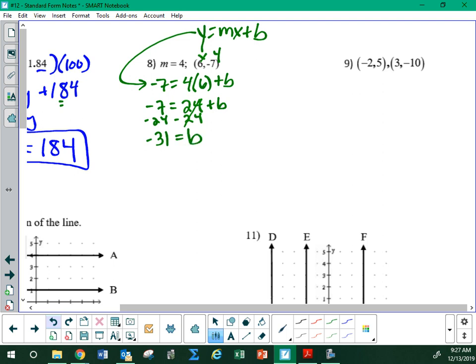Good work. Alright, so we have our b value is negative 31. So now we can just put it into our equation. We have our b value. We have our m value. So y equals m is 4x, and my b value is negative 31. So now we have an equation, we just have to move stuff around to get it in standard form.